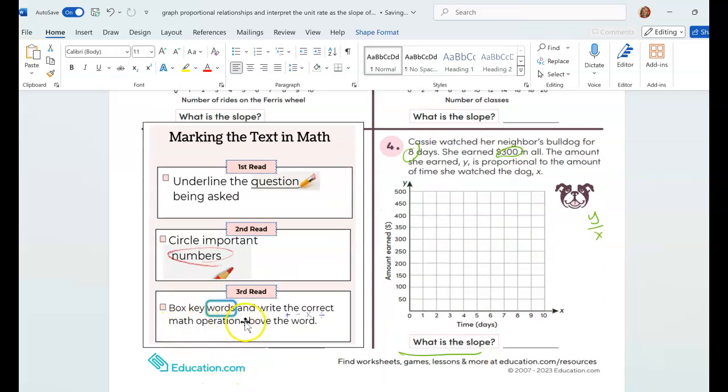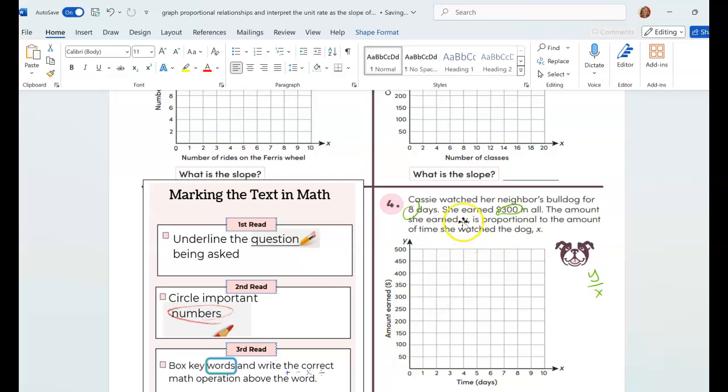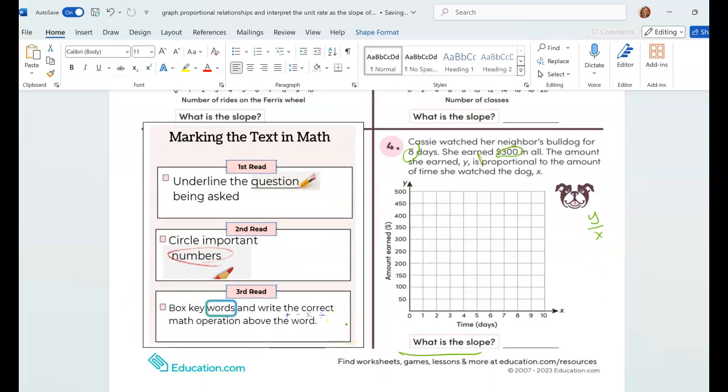Third read. Box the keywords, and then write the math operation. Are we adding, subtracting, multiplying, or dividing? Cassie watched her neighbor's bulldog for 8 days. She earned $300 in all. The amount she earned, y, is proportional to the amount of time she watched the dog. Keywords, proportional. What does that mean? That means that it goes through the point of origin. So the x is 0, the y is 0, and it makes a straight line. I should just make a point there.